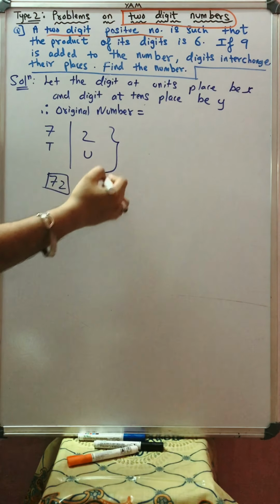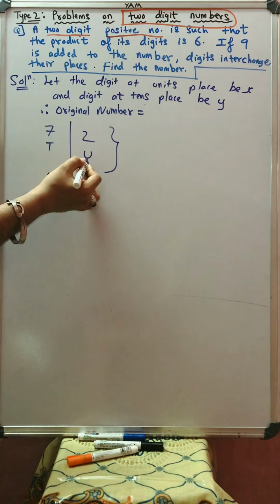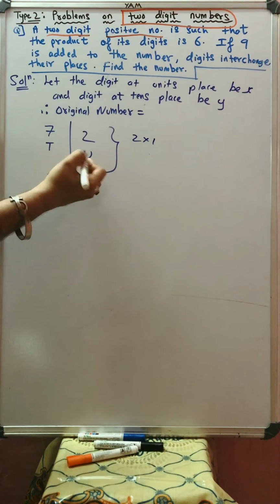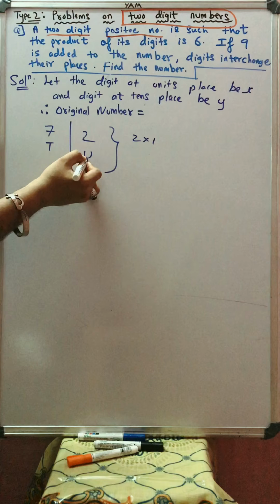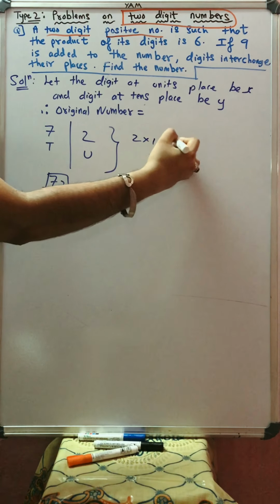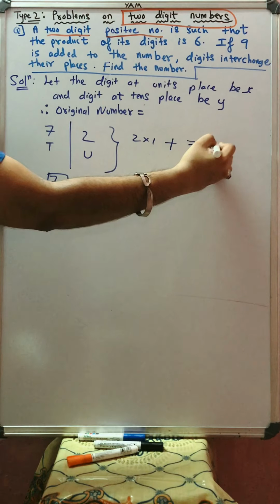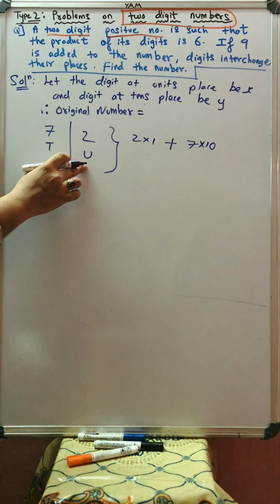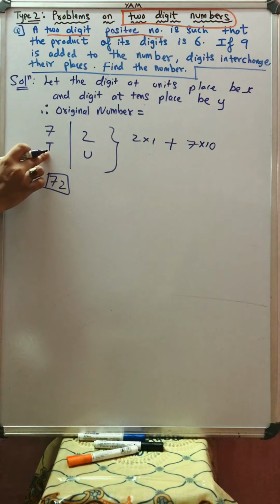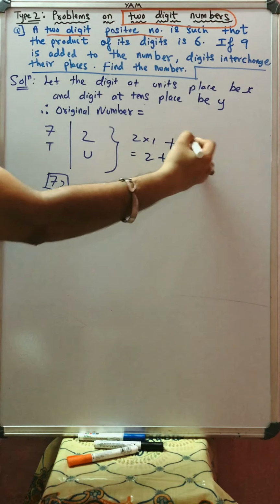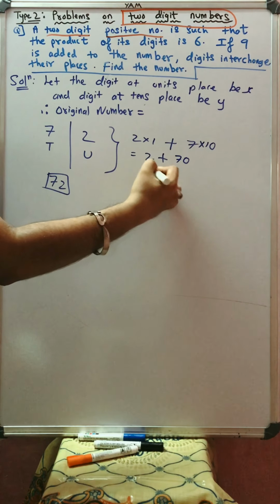So what you all will do, you will say that 2 belongs to units place, so 2 will be multiplied with 1, because units place means unity, the synonym for 1. So 2 multiplied by 1, plus 7 lies at the tens place, which means its place value is 10. So 7 will be multiplied with 10. So 2 ones are 2, plus 7 tens is 70, and the answer comes to be 72.